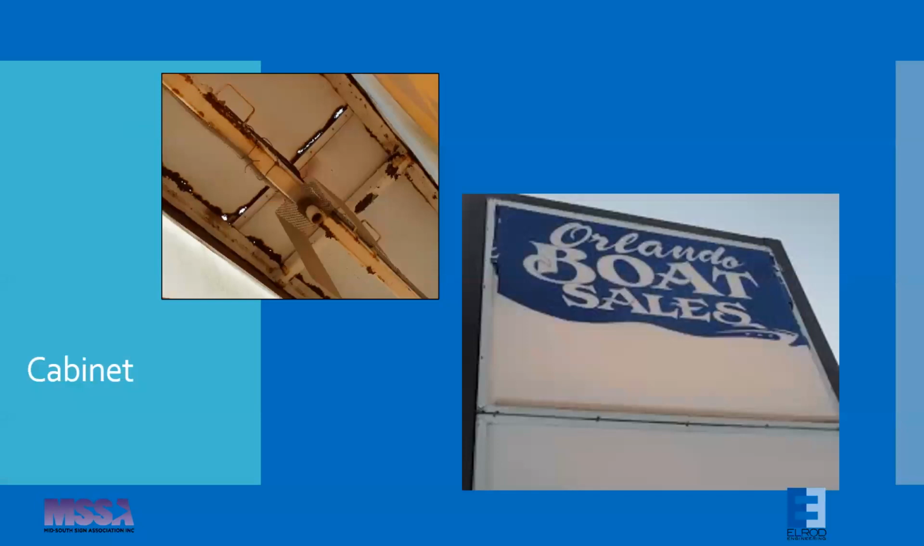I want to show some inspection photos. These are all from projects that we've done where we did an inspection. Here, we're starting out at the cabinet. You can see in the left, holes in the top of the cabinet lead to water penetration, which leads to rust, which can lead to a structural failure.